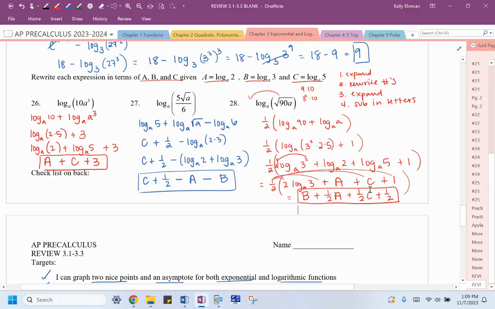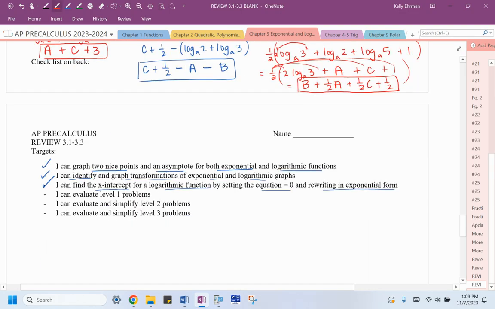All right, so finishing out the checklist, I can evaluate level 1 problems. Those are sort of like our first type that we worked on. I can evaluate and simplify level 2 problems. I can evaluate and simplify, meaning like condense. Usually this means condense. And simplify level 3 problems.